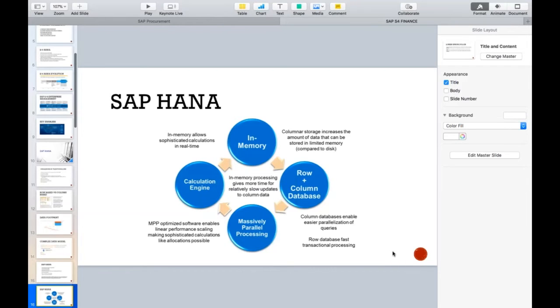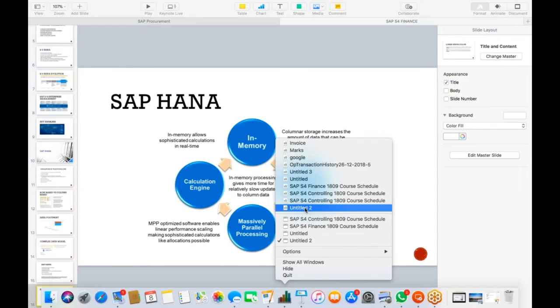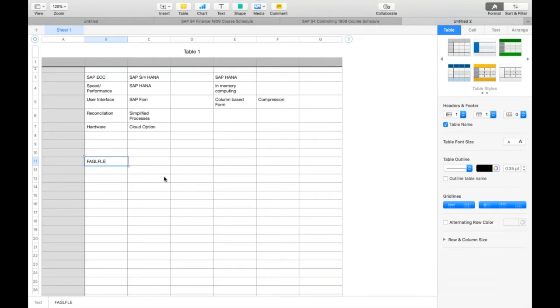Okay. So, can you tell me about table FAGLFLEXT? You all know what is table FAGLFLEXT? What is the purpose of FAGLFLEXT? Why do we need this table? Anyone?